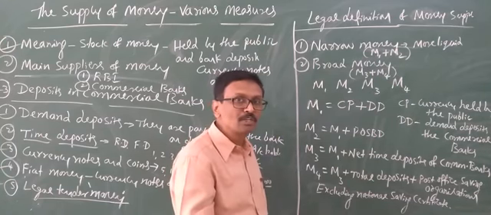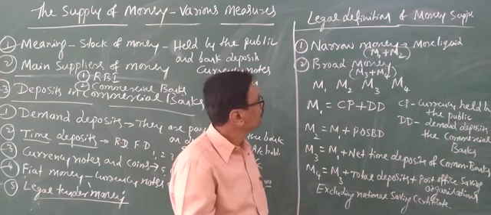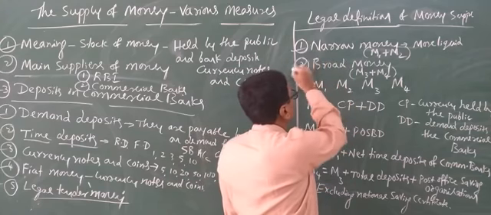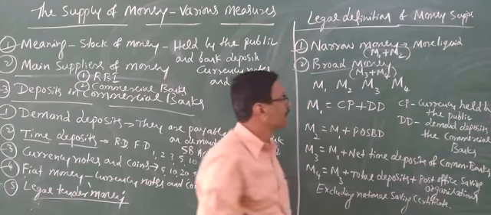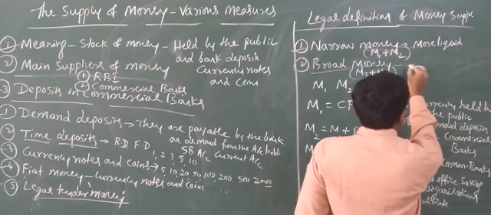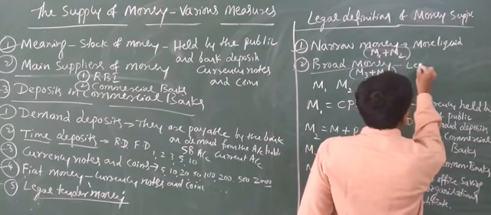Narrow money has more liquidity, and the velocity of circulation and flow of money is higher in the economy. Then, broad money. Broad money has less liquidity.